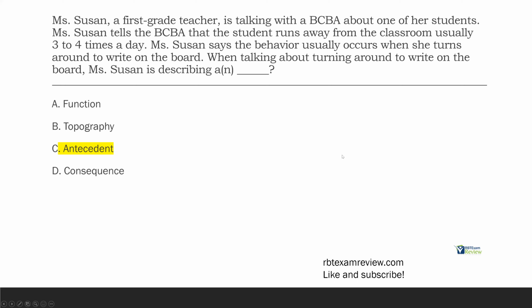Make sure when you do behavior questions, you really pinpoint what the question wants to know in relation to what behavior you're looking at. In this case, we're looking at Miss Susan's behavior in relation to the student. Miss Susan turning around is the antecedent to the student running away.